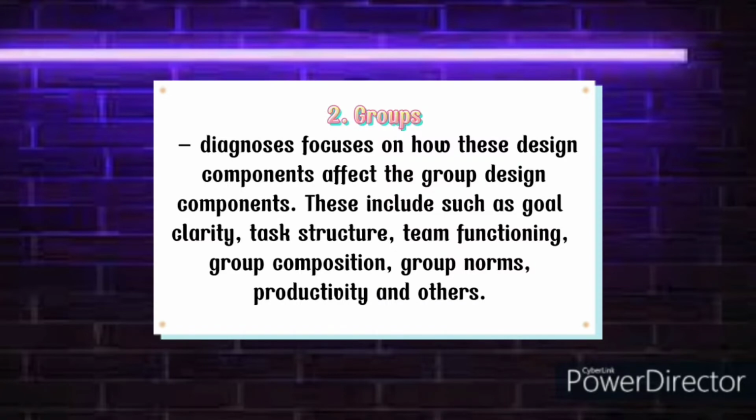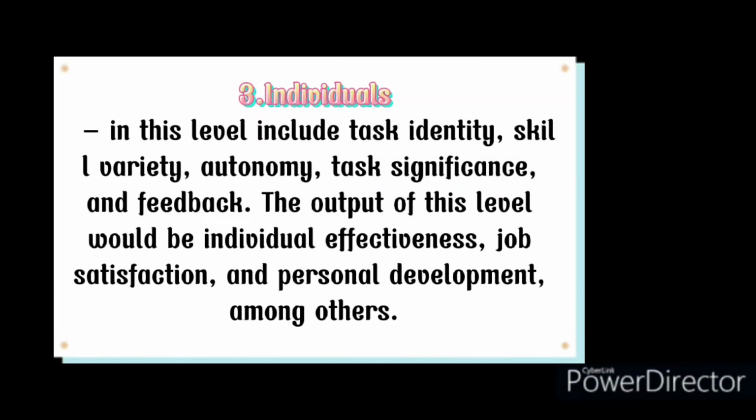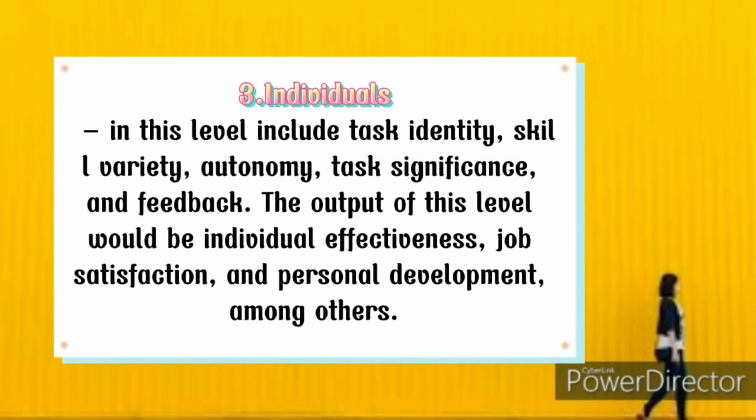2. Groups. The diagnosis focuses on how these design components affect the group design components. These include goal clarity, task structure, team functioning, group composition, group norms, productivity, and others. 3. Individuals. This level includes task identity, skill variety, autonomy, task significance, and feedback. The output of this level would be individual effectiveness, job satisfaction, and personal development, among others.